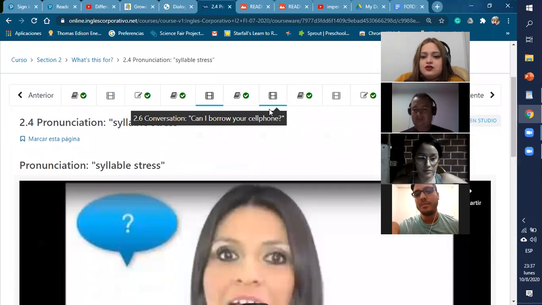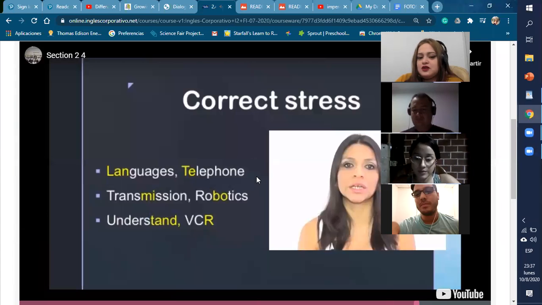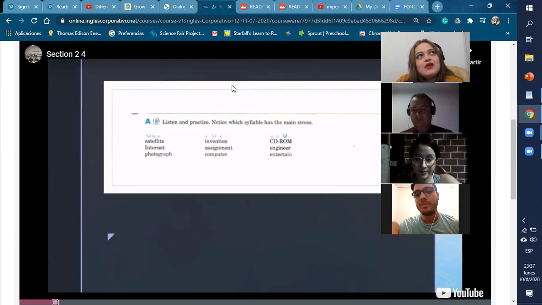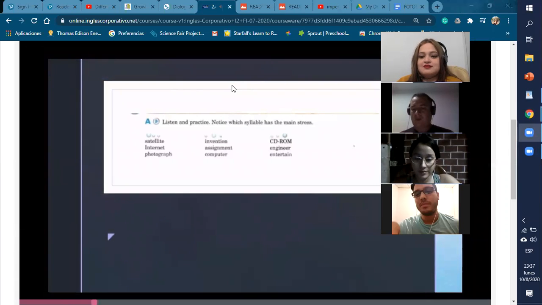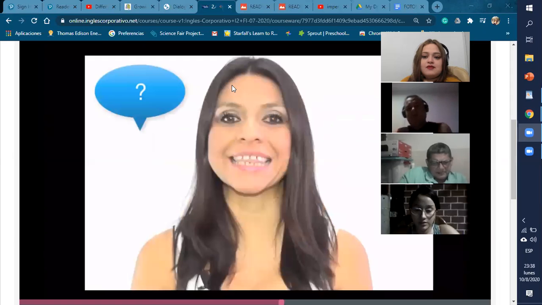Guys, did we see the pronunciation of these words? I can't remember. Let's review it anyway. Transmission. Robot. Syllable stress. Part A. Listen and practice. Notice which syllable has the main stress. Satellite. Internet. Photograph. Invention. Assignment. Computer. CD-ROM. Engineer. Entertain. Where is the stress in these words? Can you pronounce them?